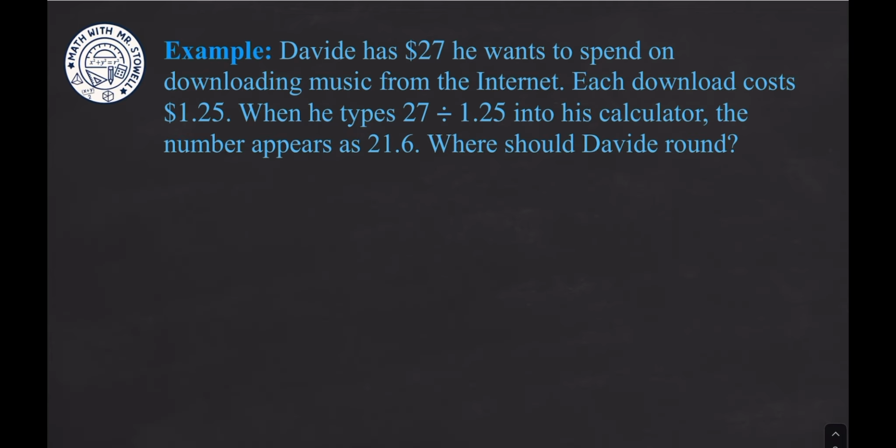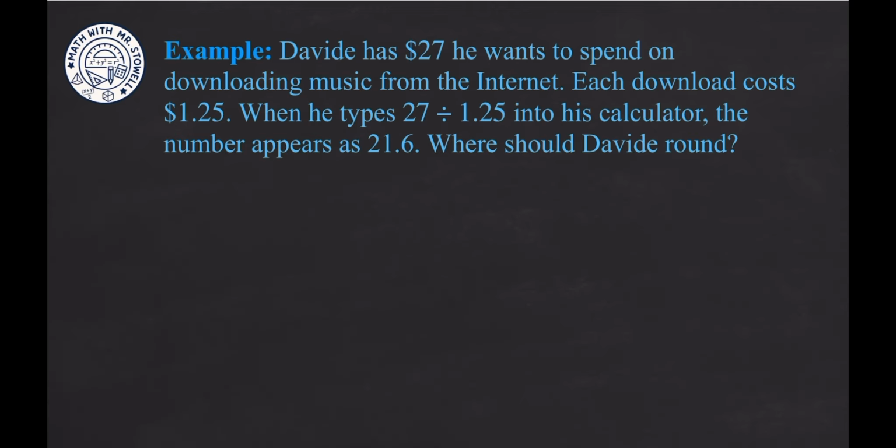Let's look at this one. We're going to change it up just a little bit. How do we know where to round and when to round? So David has $27 he wants to spend on downloading music from the internet. Each download costs him $1.25. When typing 27 divided by $1.25 into his calculator, the number appears to be 21.6.